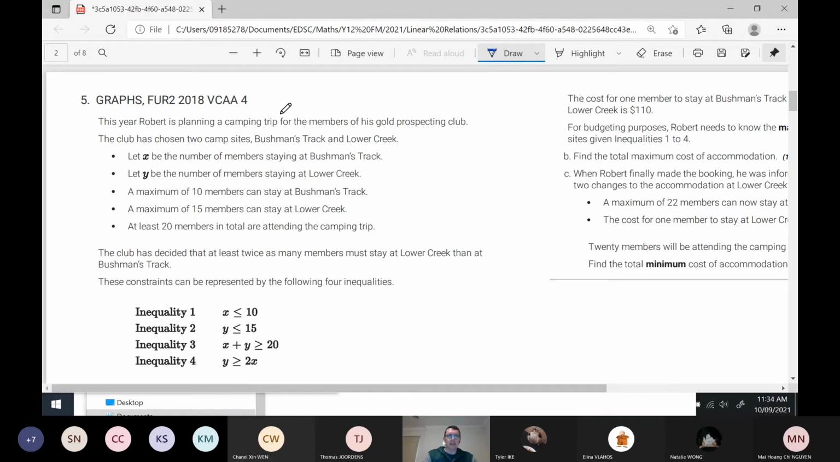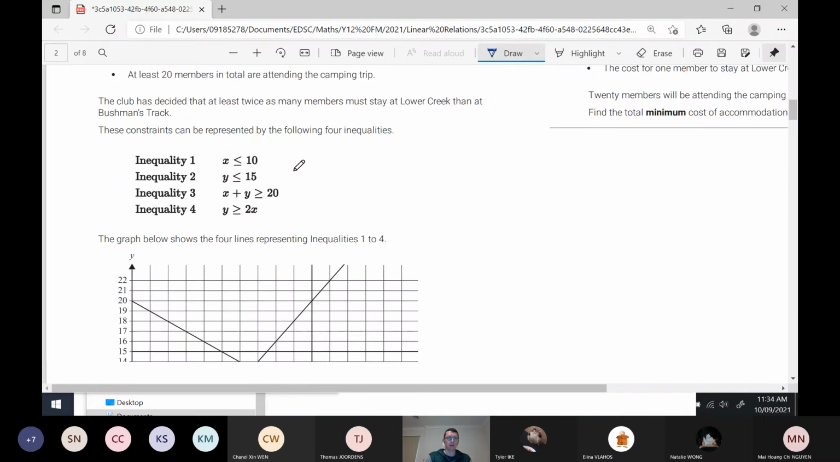This year, Robert's planning a camp trip for the members of his gold prospecting club. So we're going to move into a bit more of the feasible region stuff here. We might get through 1 or 2 of these and then we'll end it there. The club has chosen 2 sites, Bushman's Track and Lower Creek. Let X be the members staying at Bushman's Track. Let X be the members staying at Lower Creek.